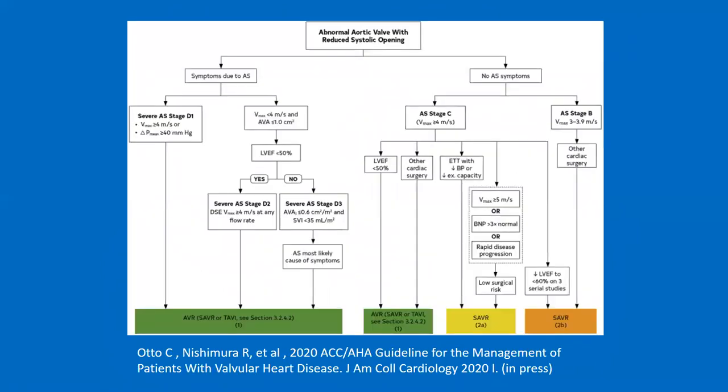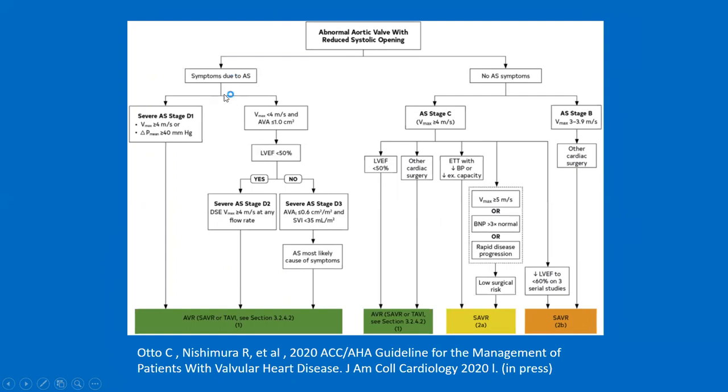So what are the current recommendations for aortic valve replacement? First of all, as Catherine Otto wrote many years ago in an editorial, listen to the patient and look at the valve. If there is an abnormal aortic valve with reduced systolic opening, the first thing is to see if the patients are symptomatic, and whether the symptoms are indeed due to aortic stenosis, or if they are asymptomatic.